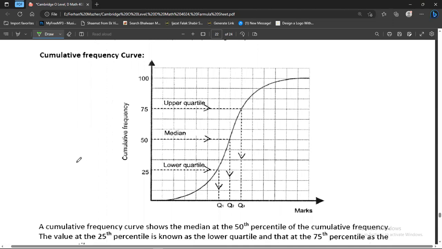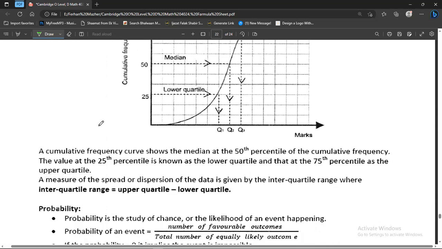A cumulative frequency curve shows the median at the 50th percentile. If you take half of the frequency and check where it is on the y-axis, go to the cumulative frequency curve, then check the value on the x-axis, that will be Q2, or the median.